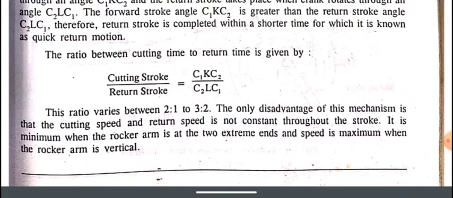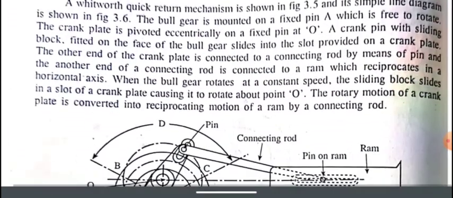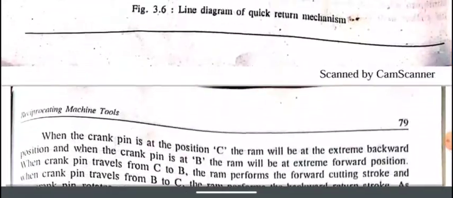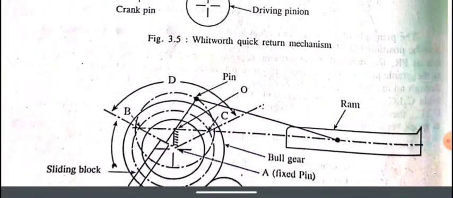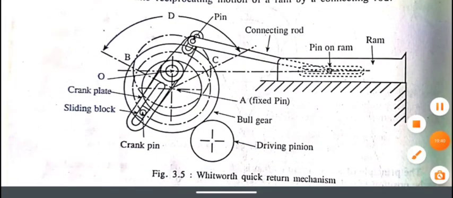The only disadvantage of this mechanism is that the cutting speed and return speed are not constant throughout the stroke. There is a variation in the cutting and return stroke ratio. That is one disadvantage of this type of mechanism. Otherwise this mechanism is very useful in the mechanical type of shaper. I will explain the other quick return motion mechanisms later. Here the explanation is very simple.